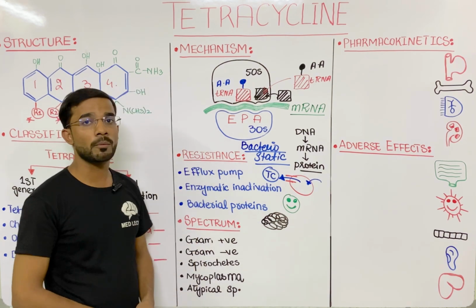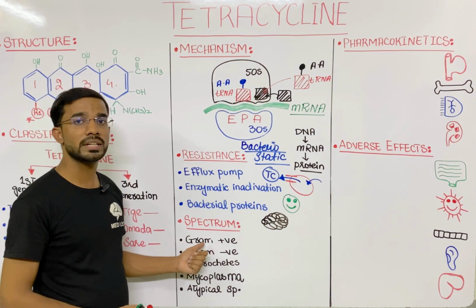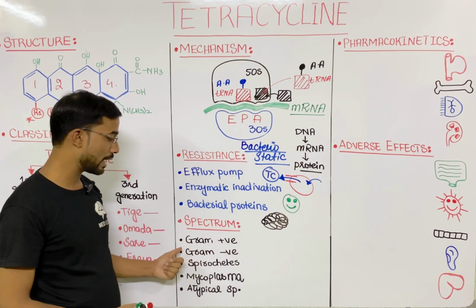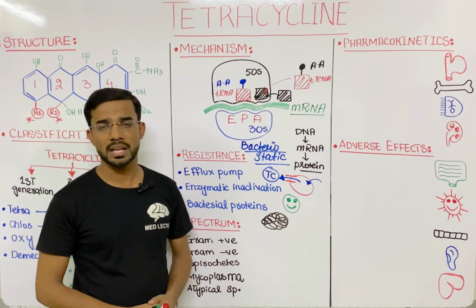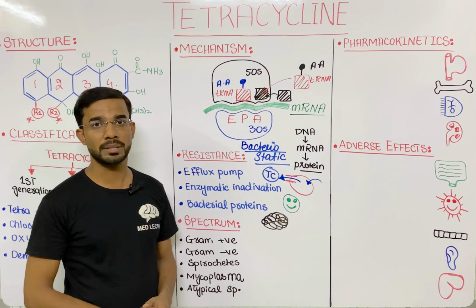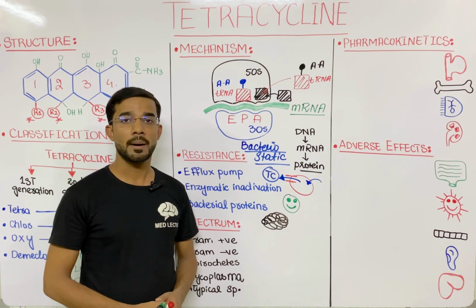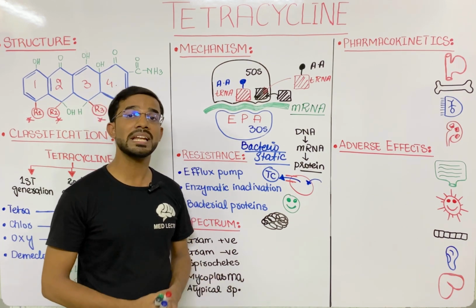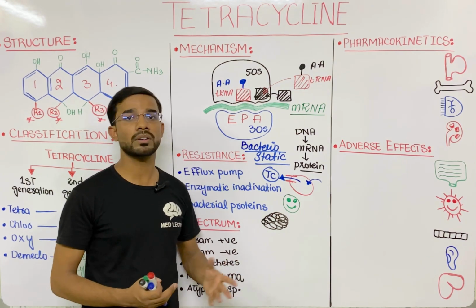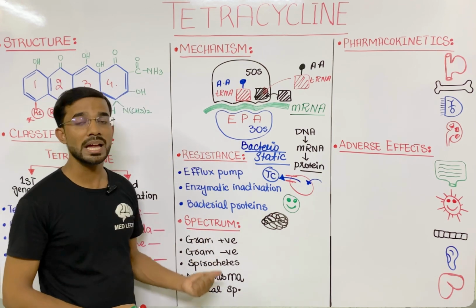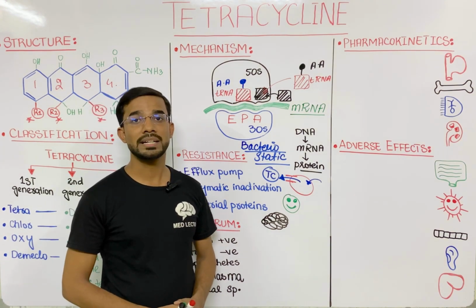If we look at the antimicrobial spectrum, coverage of the tetracycline, basically tetracycline is used for the gram-positive bacteria, gram-negative bacteria, spirochete, mycoplasma, and the different atypical species. There are a lot of diseases that are actually caused by the different categories of the bacteria, like the peptic ulcer that is actually caused by the H. pylori, Lyme disease, Borrelia burgdorferi, and chlamydial infections, mycoplasma pneumoniae, Rocky Mountain spotted fever, and a lot of diseases caused by the different types of the bacteria. And these are the diseases that are actually treated by the tetracycline.